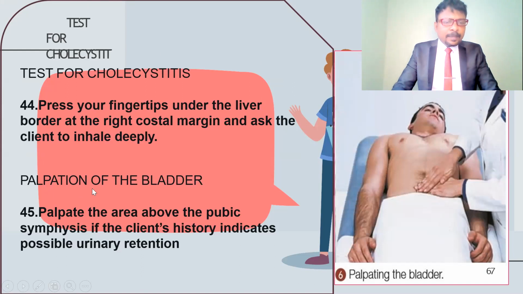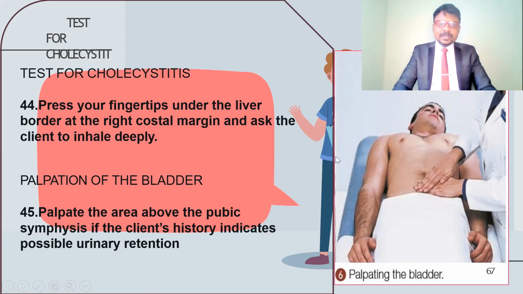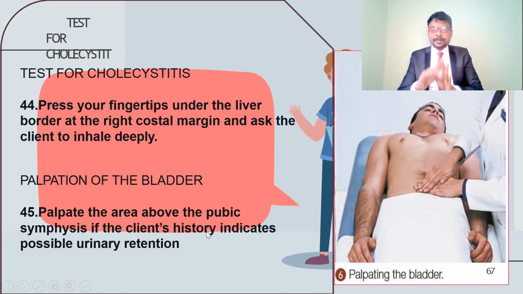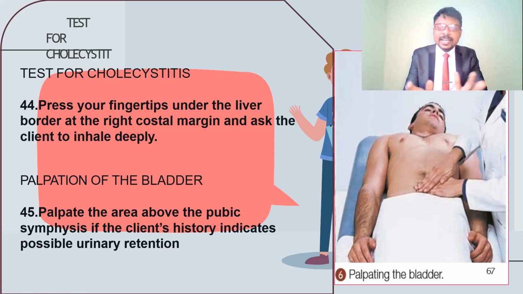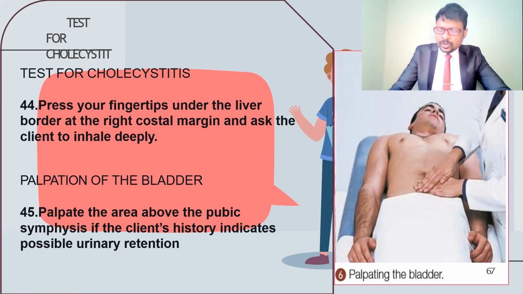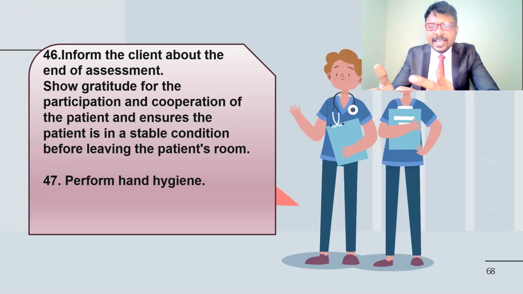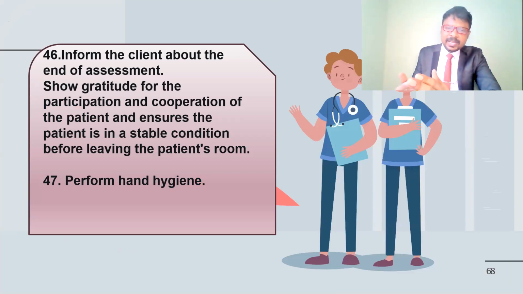Next is the palpation of the bladder. We palpate the area above the pubic symphysis. This is the pubic symphysis, and we palpate above these hip bones. There we are going to find the bladder, especially if the client history indicates possible urinary retention. If you press, we can understand whether the bladder has normal or abnormal tone, or maybe distension. If the bladder is full, like distended, we can easily understand. This palpation helps to detect any extra masses, tenderness or swelling.